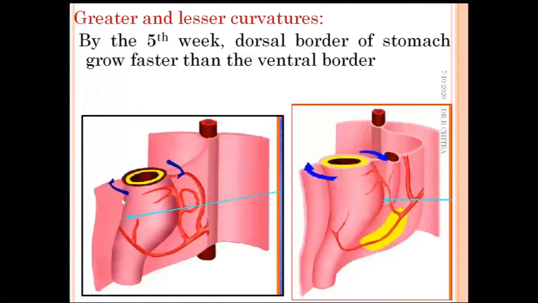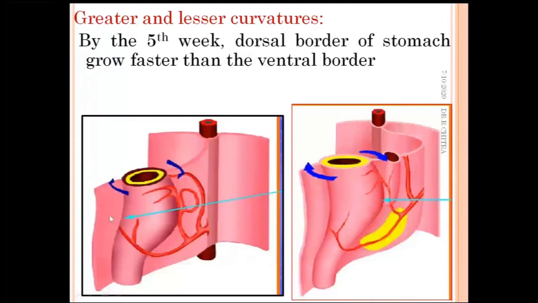So this is the ventral border and this is the dorsal border, and it has two surfaces, the right surface and the left surface. Initially it is placed in the midline, and the dorsal border grows more rapidly than the ventral border, so that the rudimentary greater and lesser curvatures form. Because of the formation of this greater curvature, the pyloric part is pushed more ventrally, which makes the ventral border concave.